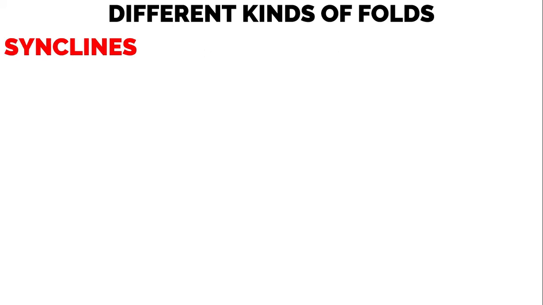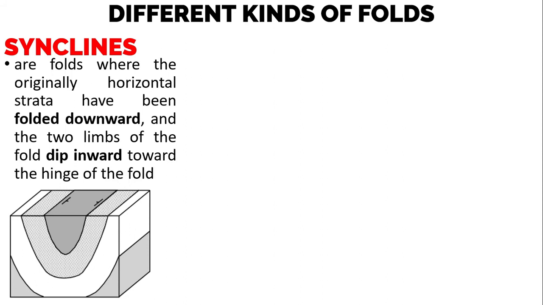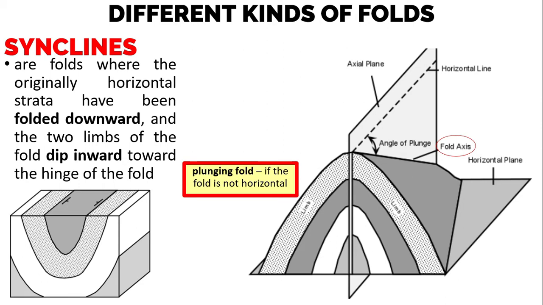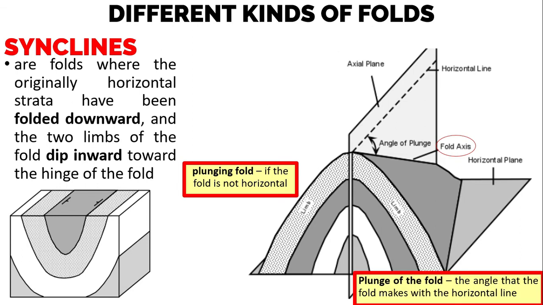Next, we have the synclines. These are folds where the originally horizontal strata have been folded downward. And the two limbs of the fold dip inward toward the hinge of the fold. So in the diagram, the fold axes are horizontal. But if the fold axis is not horizontal, the fold is called a plunging fold. And the angle that the fold axis makes with the horizontal line is called the plunge of the fold.